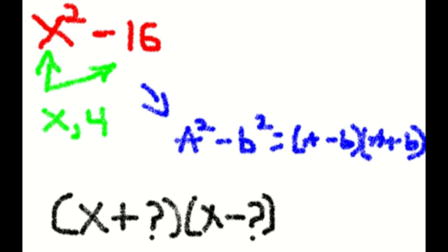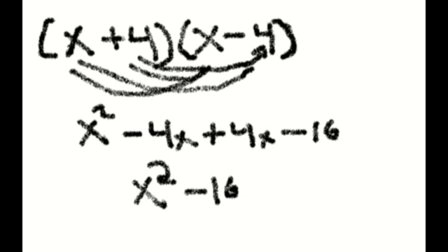Now, the first term is x, and then the obvious second term has to be 4, as it is the square root of 16. Note in the next slide how we double check our problems.